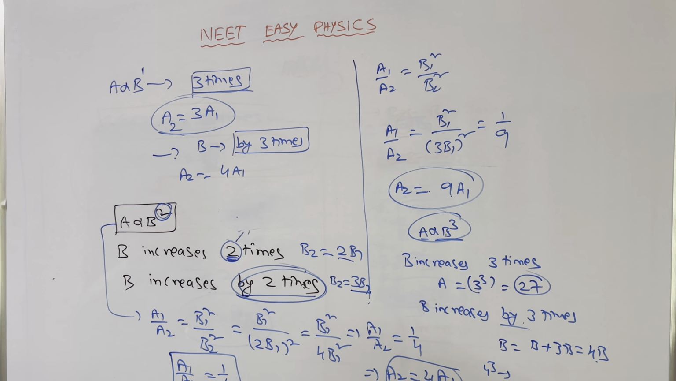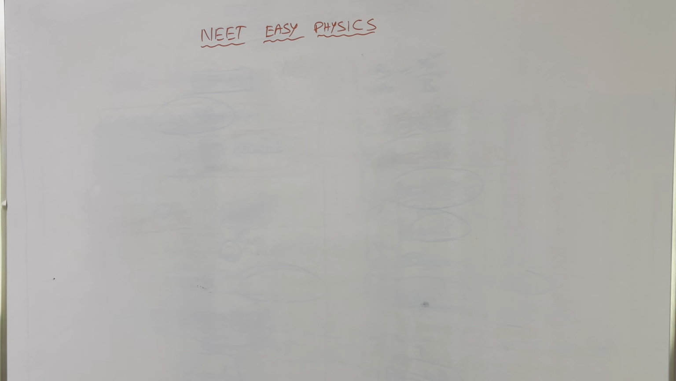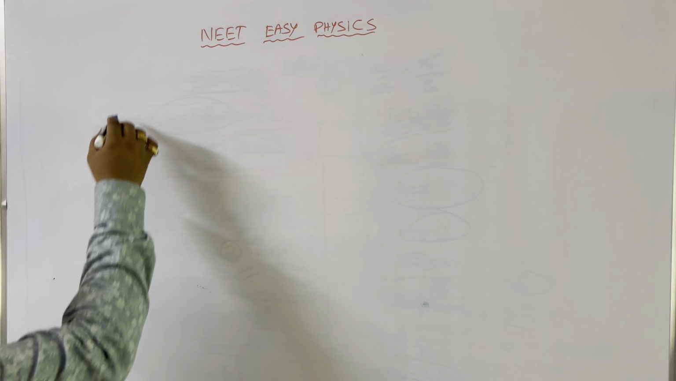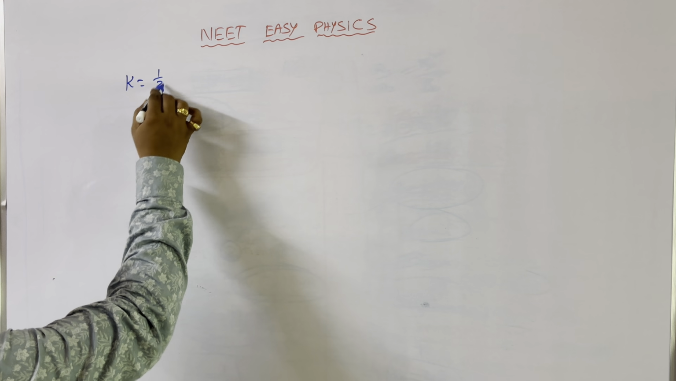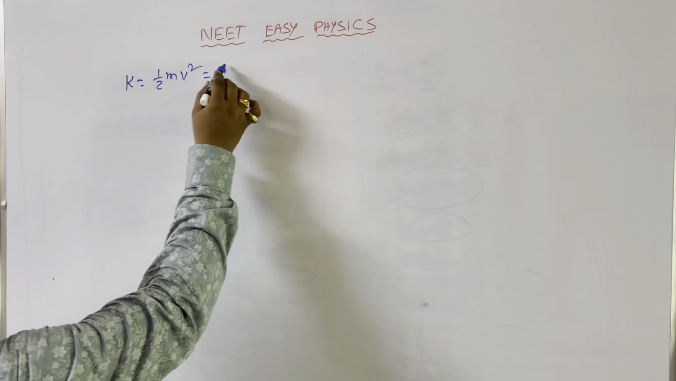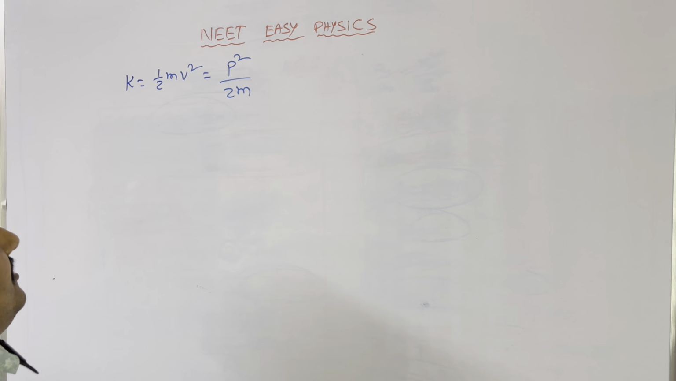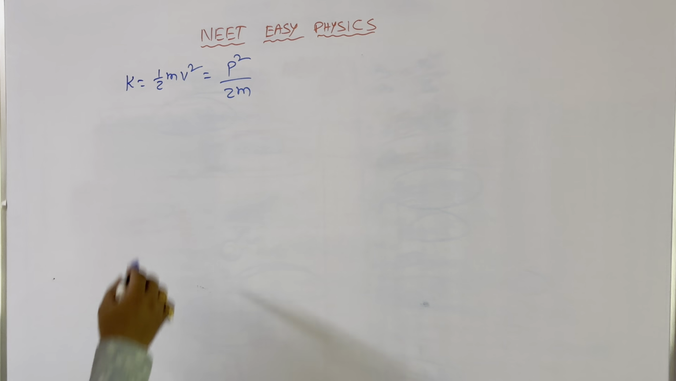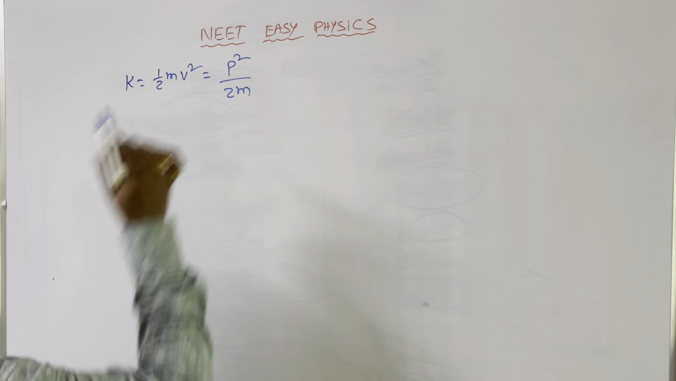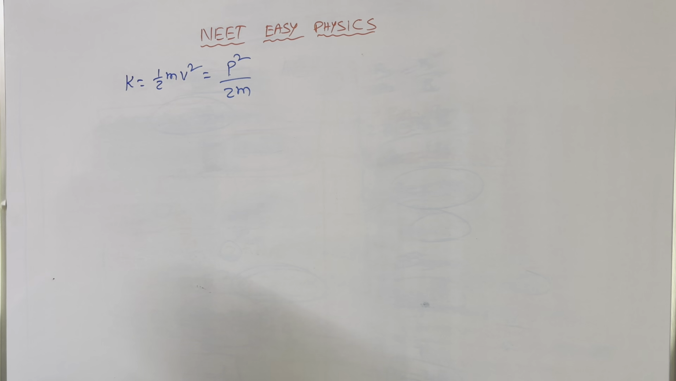So where are you going to get all these in physics? Roughly, we will give one or two equations for you, how it is going to come and how it is going to be helpful in our exam. Now, one of you came from the kinetic energy relation in first year. So what is the kinetic energy equation? Kinetic energy equals half mv square, and p square by 2m also we can write, where v is velocity, p is momentum, m is mass.